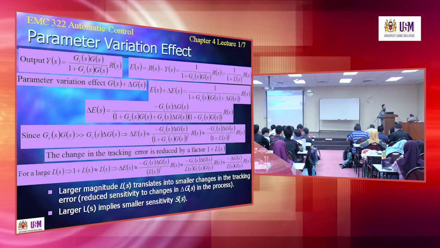And then kita boleh replace yang ini tadi dengan loop gain, L(s). Jadi kalau kita dapat equation ini, kalau kita bandingkan dengan the error tadi, apa kita nampak beza dia? Di sini is only divided by 1 plus L. Di sini is divided by 1 plus L square. Maksudnya di situ, the change in the tracking error is reduced by a factor of 1 plus L. Betul tak?